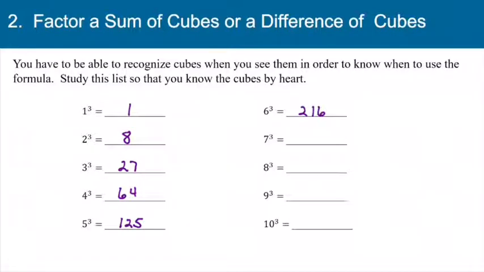6 cubed is 216. 7 cubed is 343. 8 cubed is 512. 9 cubed is 729. And 10 cubed is 1,000. And you need to at least be able to recognize these numbers. So when you see a problem that contains a 512 or a 343, you don't want to get freaked out by that. You want to be able to just say, oh, well, I know that number is just 8 to the third power. So when you can recognize these numbers, it makes the problems a lot easier because it tells you how to approach the problem.